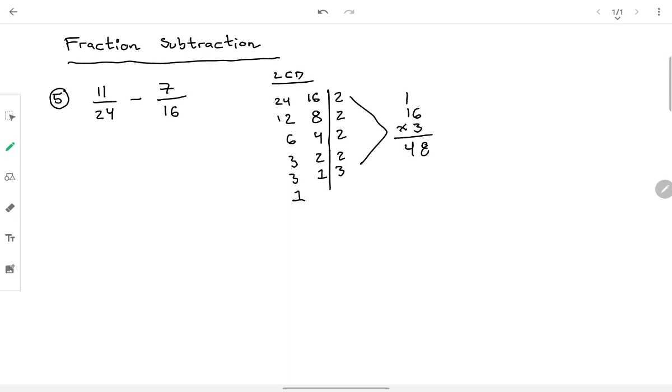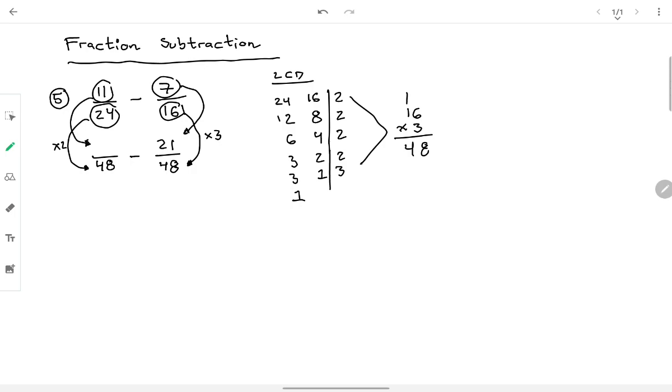We will get 48. So we need to transform this fraction to 48s. In this case, 16 is multiplied by 3 to get 48, so 7 is also multiplied by 3. We will get 21 here. In the other case, 24 is multiplied by 2 to get 48, and 11 multiplied by 2, we will get 22.